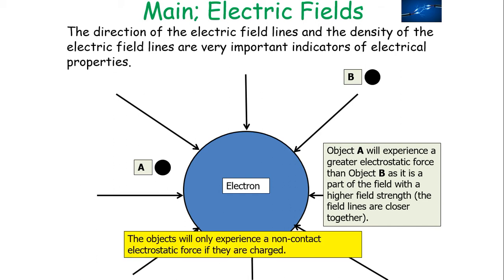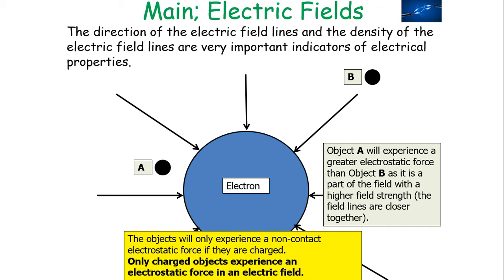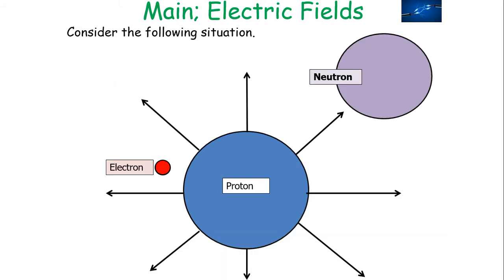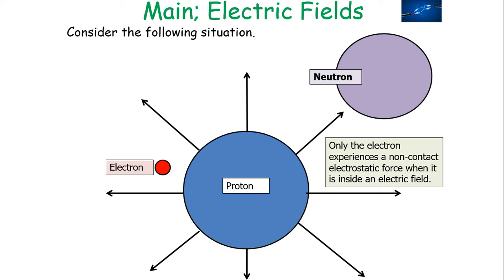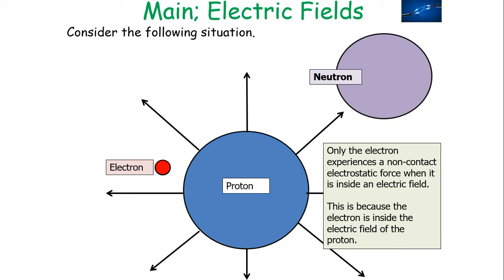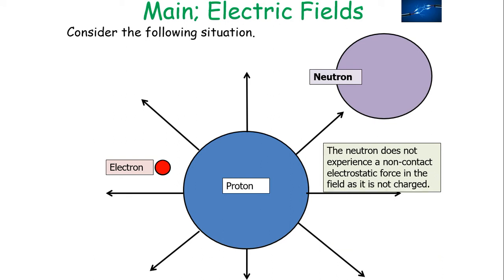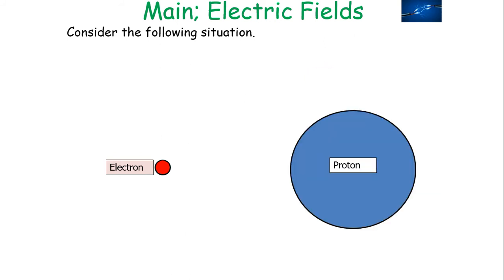Now, just to clarify, the objects will only experience a non-contact electrostatic force if they are charged. Only charged objects experience an electrostatic force in an electric field. So consider this following situation. We've got a proton, we've got an electron, and we've got a neutron. Only the electron experiences a non-contact electrostatic force when inside the electrical field. That's because the electron is inside the electrical field of the proton. The neutron does not experience a non-contact electrostatic force in the field as it's not charged.